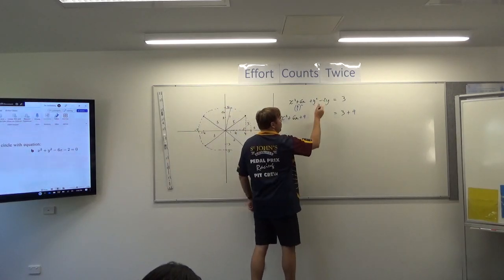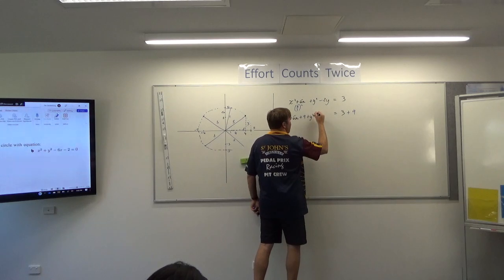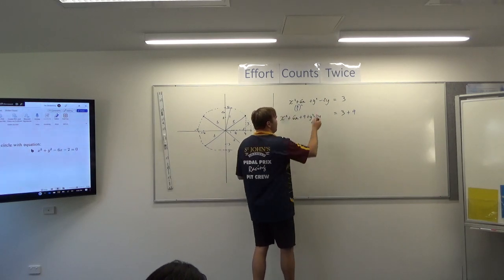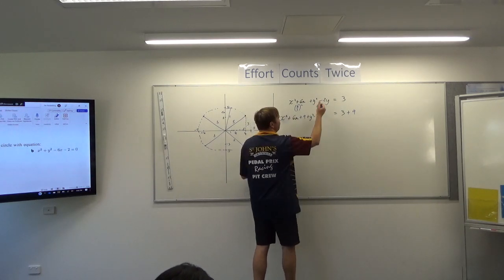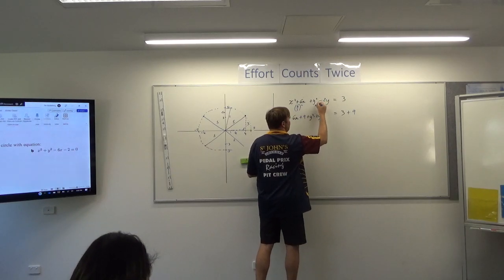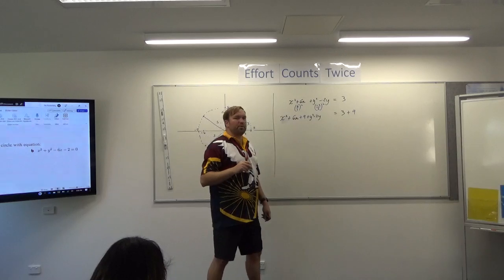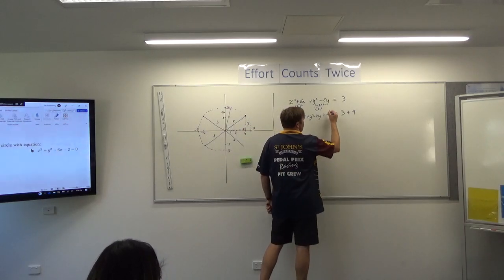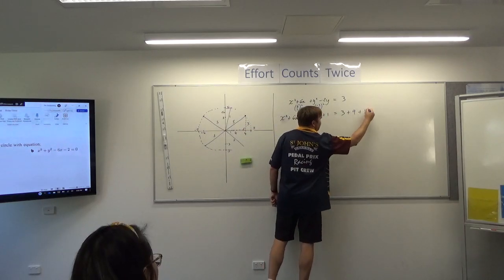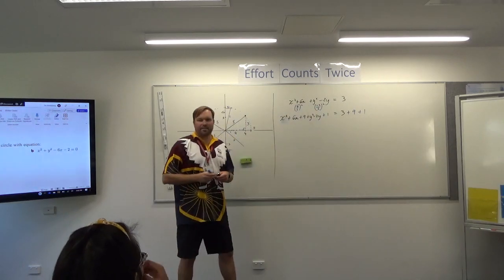Then we pull the same trick with the y's. Y squared, take 2y. Then we take the coefficient of y, divide it by 2, and square it. Then 2 divided by 2 is 1, 1 squared is 1. And we add 1 to the other side to keep it balanced.